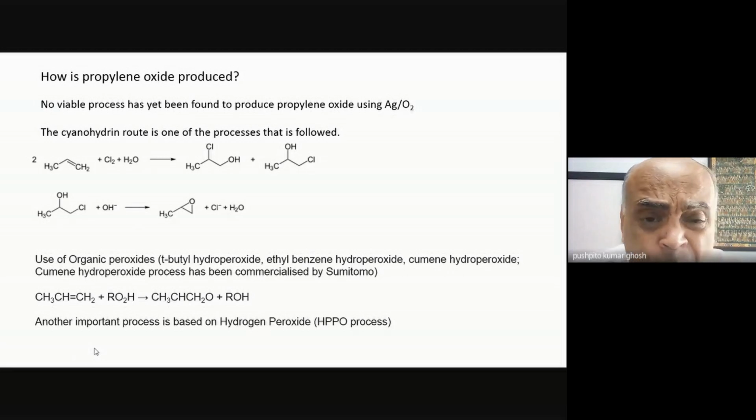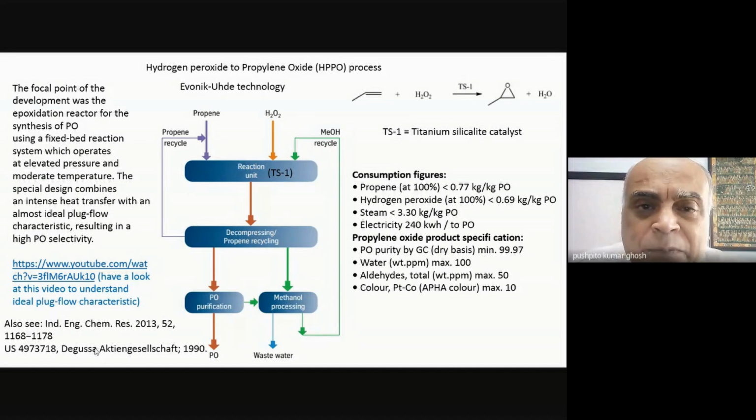In fact, I happen to be in a committee where this is one of the projects that people are trying to do, trying to see if they can make propylene oxide with oxygen, not through this process. That has not worked so far. But let me tell you today what is considered to be the most elegant technology for making propylene oxide.